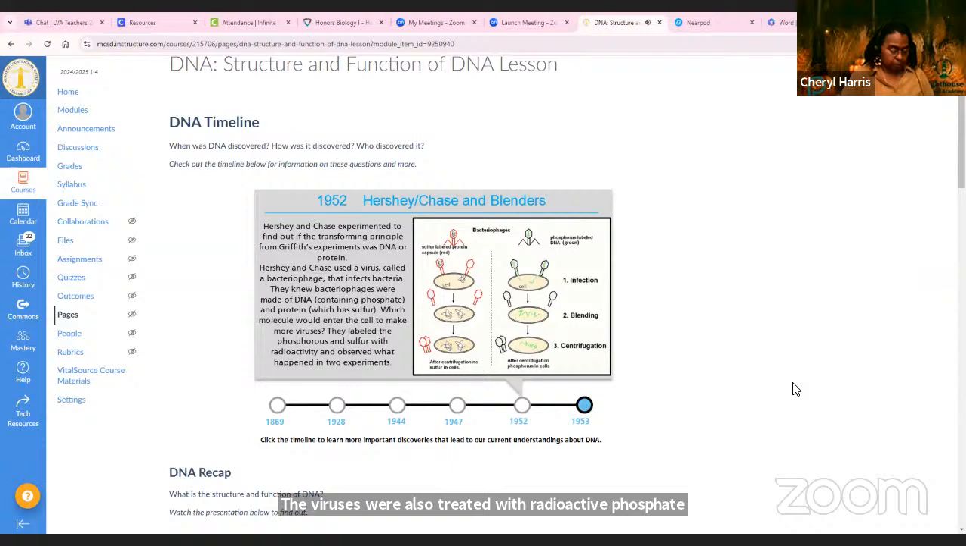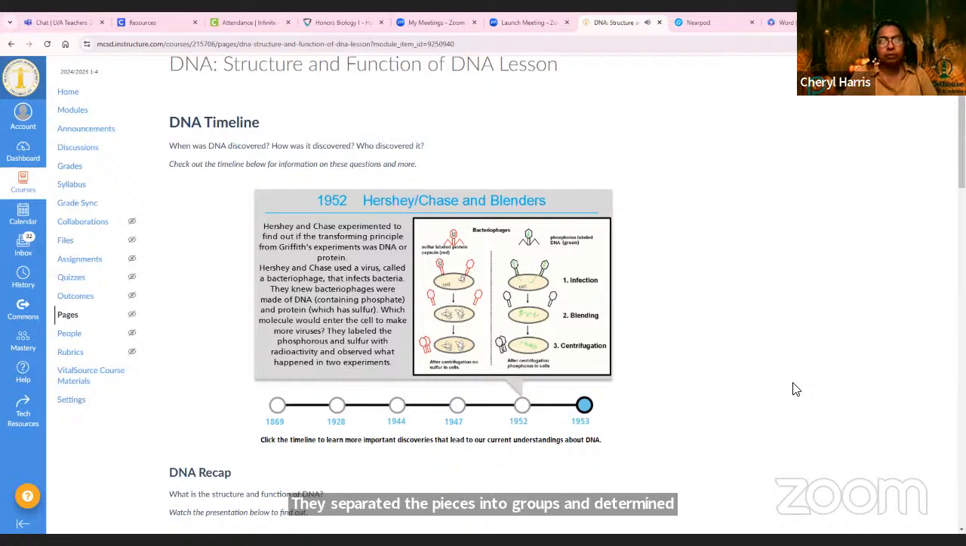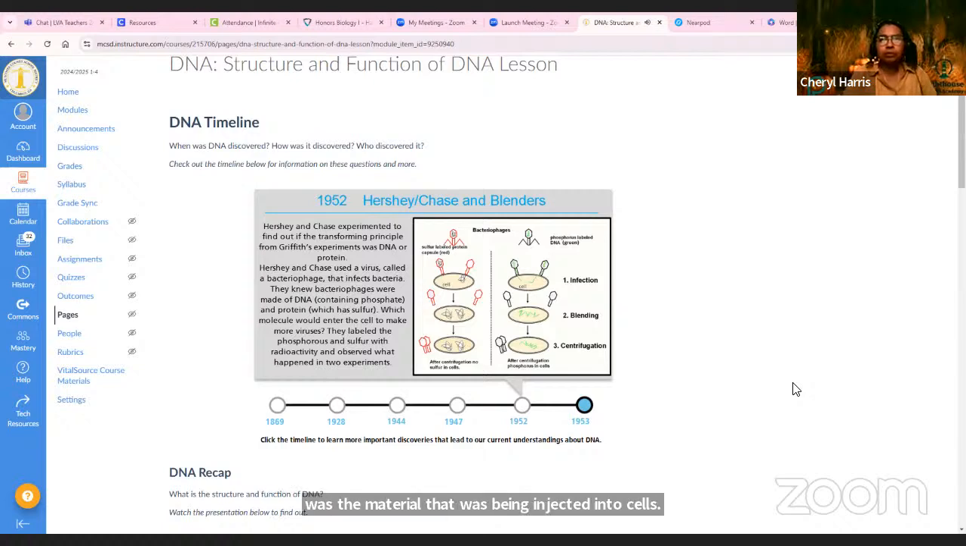The treated viruses both infected the cells, and then the cell parts were broken apart in, of all things, a blender. They separated the pieces into groups and determined that the DNA with phosphate was the material that was being injected into cells, and not the sulfur-containing protein. Radioactive sulfur was found on the surface of bacterial cells, and radioactive phosphate was found inside the bacterial cells. The conclusion here was that only the genetic material, DNA, entered the cells and caused transformations.